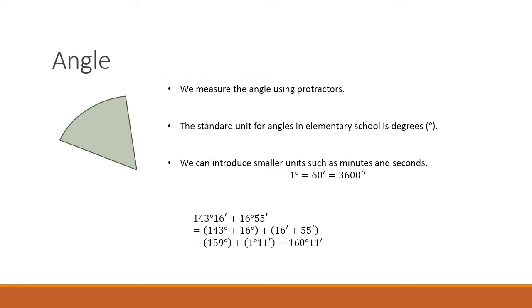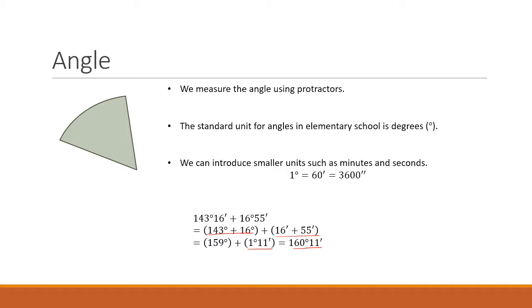So, for example, if you want to add 143 degrees 16 minutes to 16 degrees 55 minutes, you would combine degrees, and you would combine minutes. If you combine degrees, you get 159 degrees. If you combine minutes, knowing that 60 minutes would be 1 degree, just combining minutes gives you 1 degree and 11 minutes. So the total will be 160 degrees and 11 minutes.